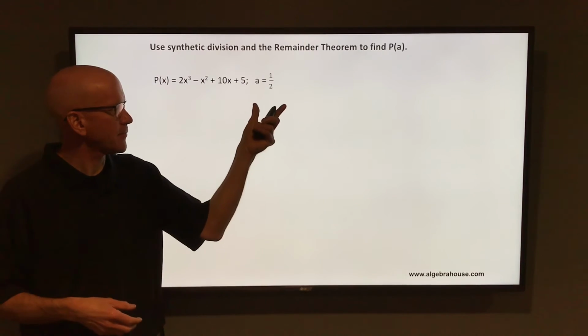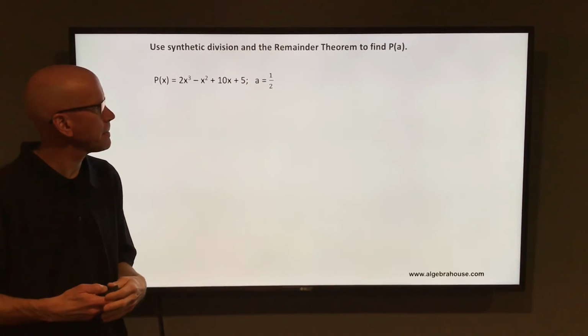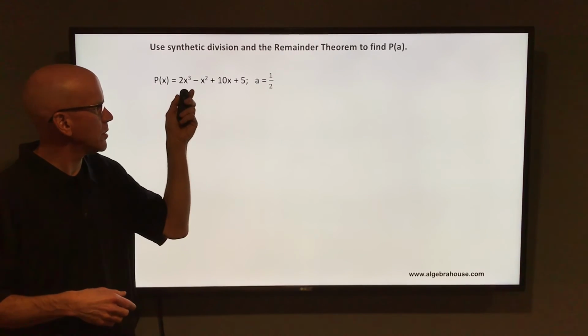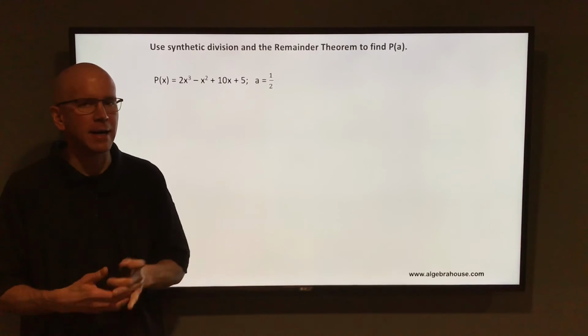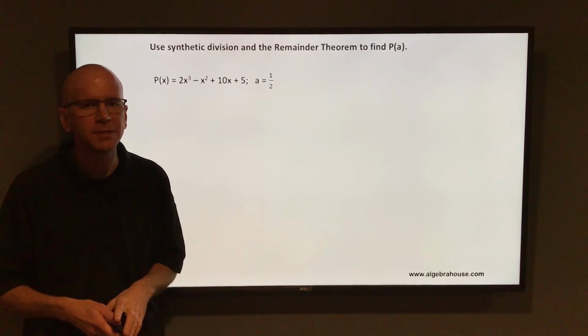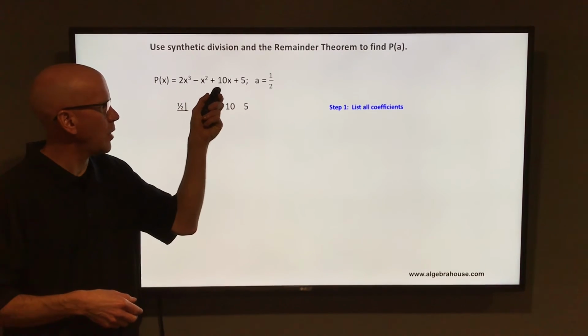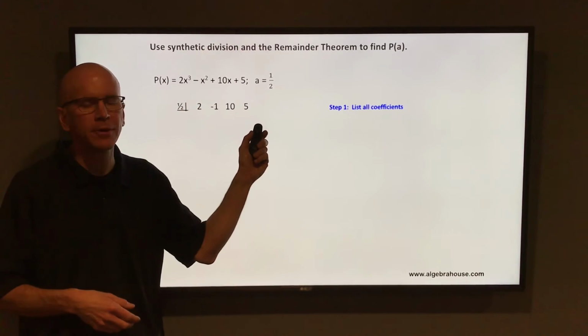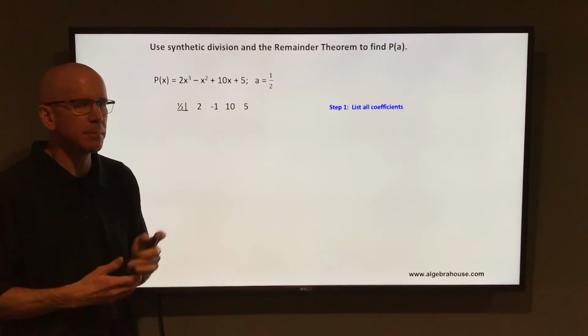Now, just because that's a fraction doesn't change anything. You still proceed with synthetic substitution in the same manner. So look for any skipped or missing terms. Count down the exponents. We have exponents of 3, 2, 1, and then the constant term. So there are no skipped or missing terms. So list the coefficients. We have coefficients of 2, -1, 10, and 5. List those coefficients. You're substituting 1/2 in for x, so 1/2 goes in the box.